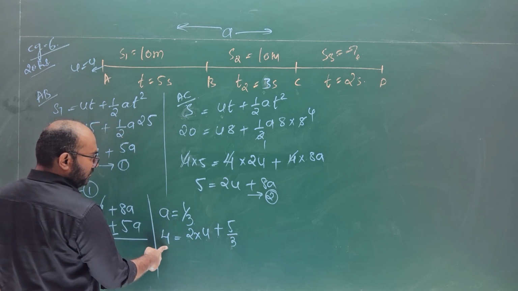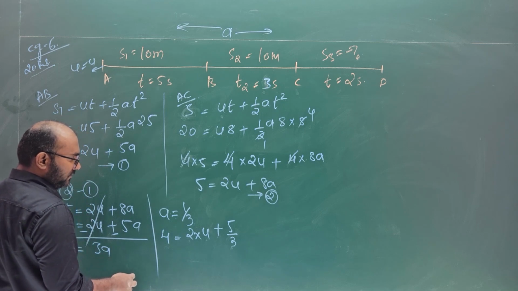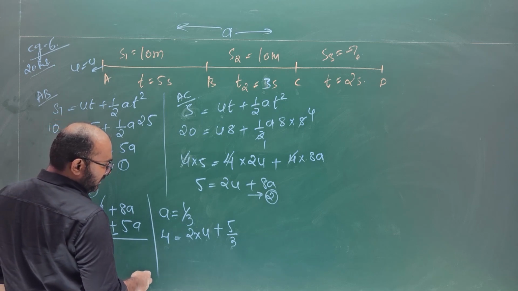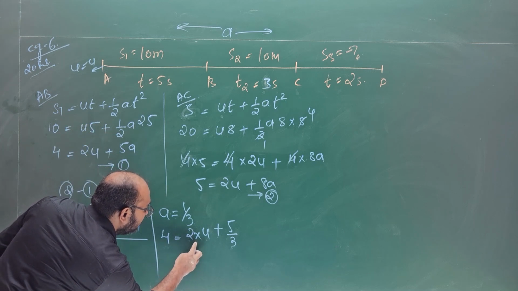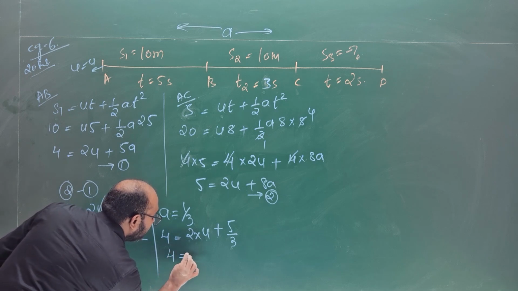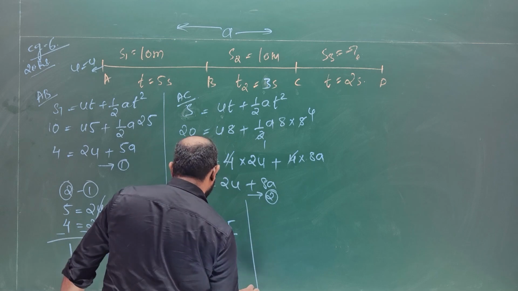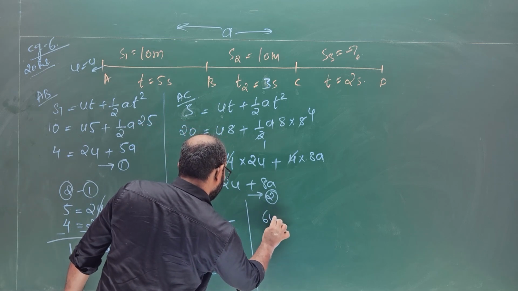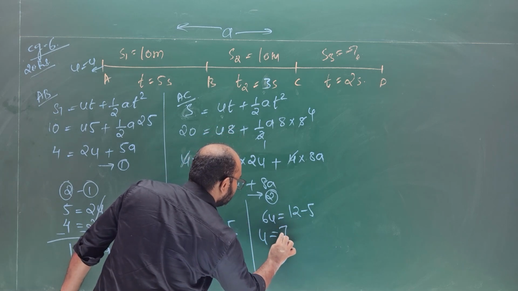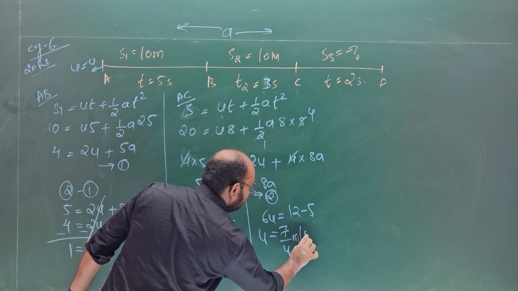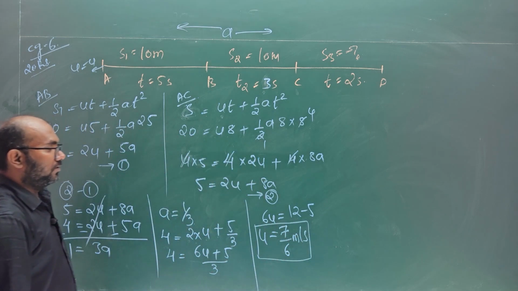4 3s are 12. 5 comes over there, so 12 minus 5, 7. Look, solve it. So this becomes 6u. So 4 is equal to 6u plus 5 divided by 3. So 6u is equal to 12 minus 5, or u is equal to 7 upon 6 meter per second. So you got u also.